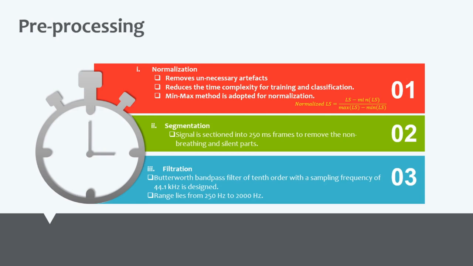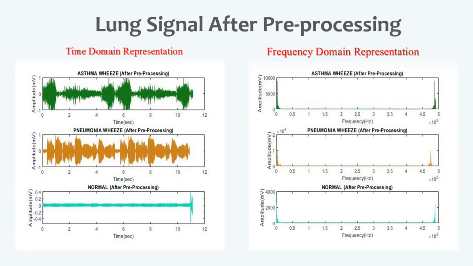For filtration, I designed a Butterworth band pass filter of 10th order with a frequency range of 250 Hz to 2 kHz. The first band pass frequency is at 250 Hz to filter out DC offset, heart, and muscle sounds. The other pass band frequency at 2 kHz attenuates frequencies outside the specific scope of 2 kHz, as well as helps avoid spectral aliasing. Lung signals of all three categories after the above discussed preprocessing steps look like this in time and frequency domain. Here it can be seen that all the signals have the same range, no noise, and no silent parts.